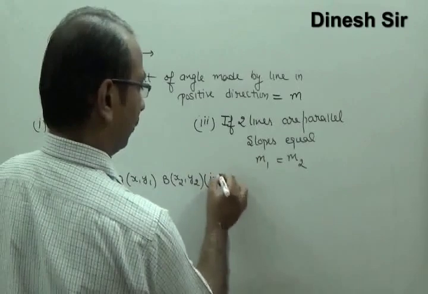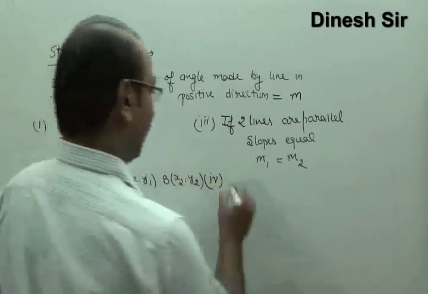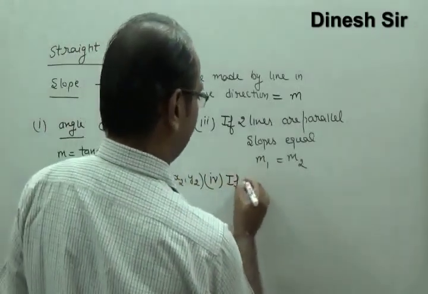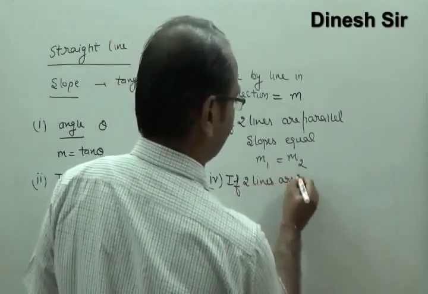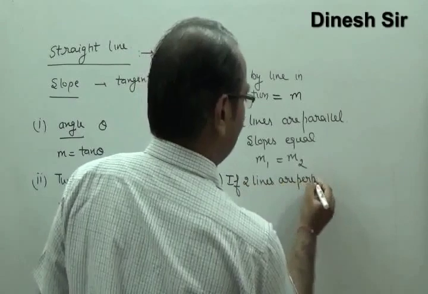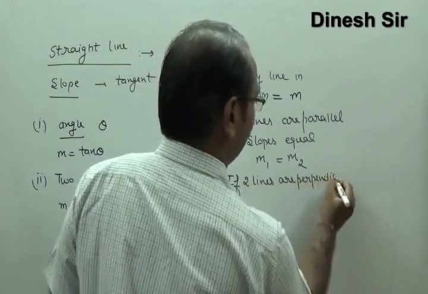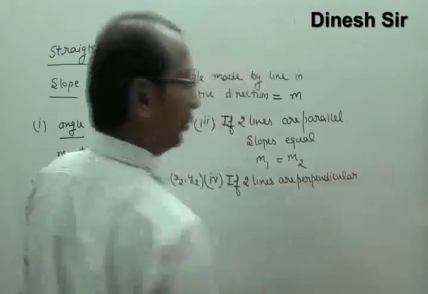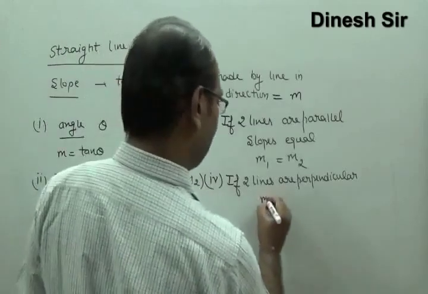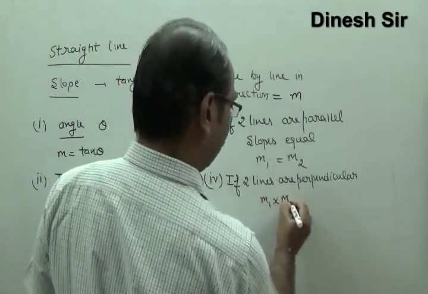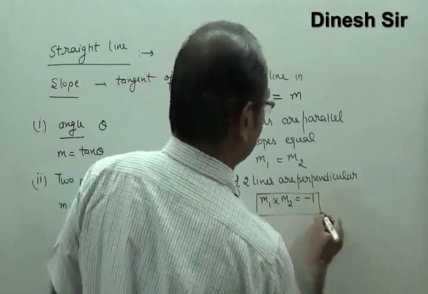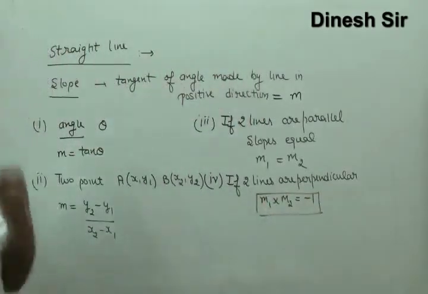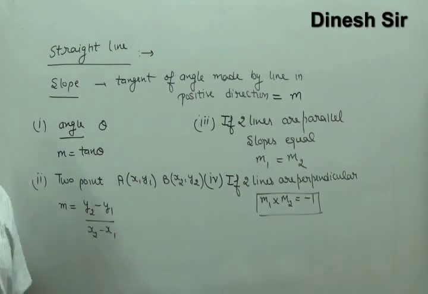The fourth thing that we have to find is when 2 lines are perpendicular. If 2 lines are perpendicular, the product of their slopes is always equal to -1. So we take it as M1 into M2 is always equal to -1.